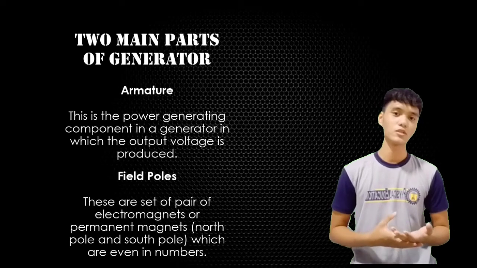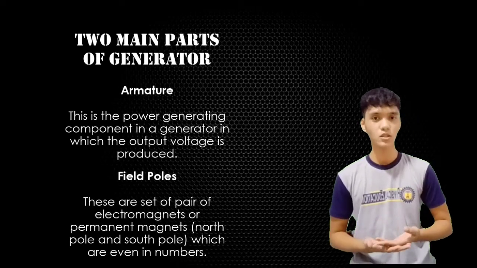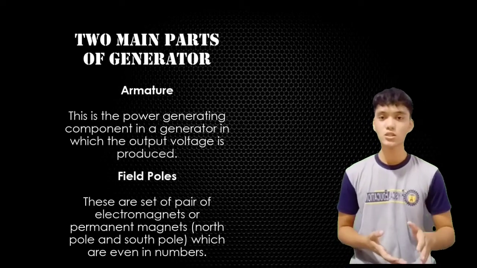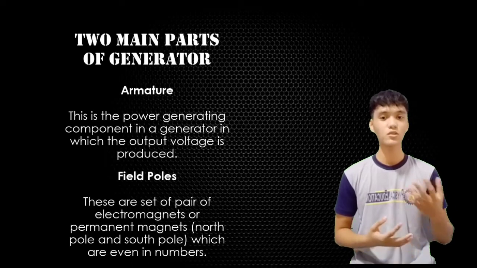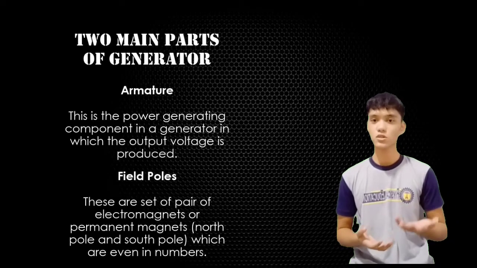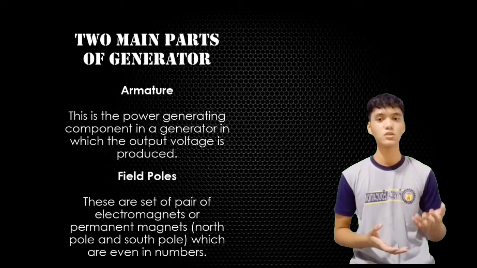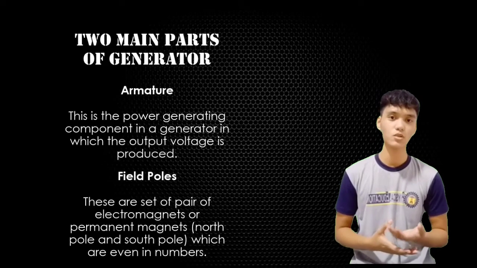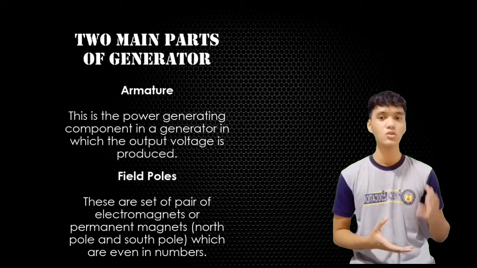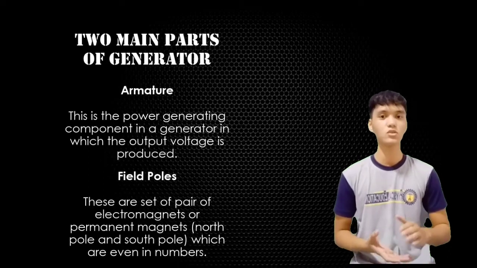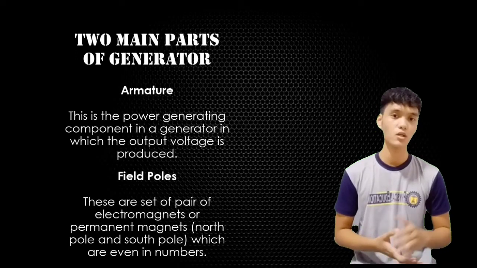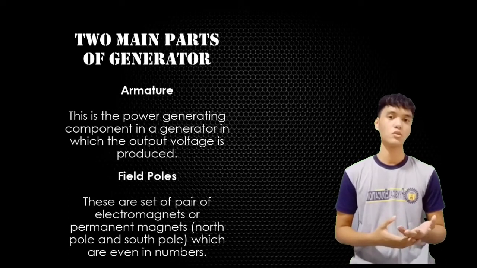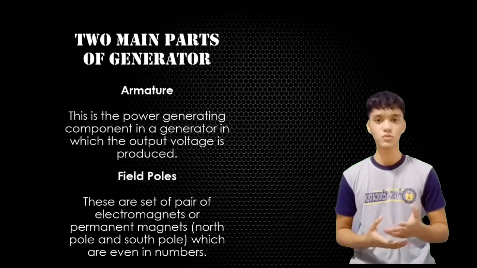Next are the field poles. These are sets of pairs of electromagnets or permanent magnets, which are even in number. Each consists of a laminated steel core of rectangular cross section with coils of copper wire wound around it, which are called the field windings. Poles in generators are responsible for creating magnetic flux density, which is an essential requirement for inducing EMF in the armature winding of the generator. Poles always exist in pairs, so the number of poles is always a multiple of 2.